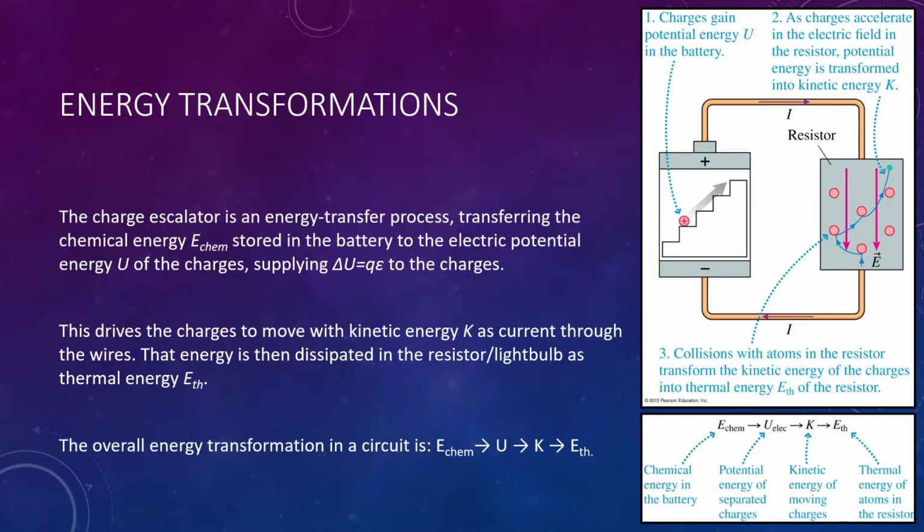You're back at the terminal of the battery, getting a supply from those chemicals, and it just keeps going until the battery runs out. Because once your battery runs out of its chemicals, then you shut down the first part of this chain reaction, and then everything else shuts down in the process. So that's your basic look at how energy transforms throughout a circuit.